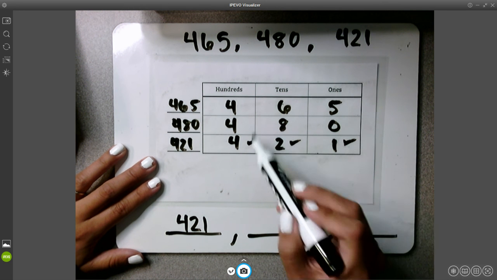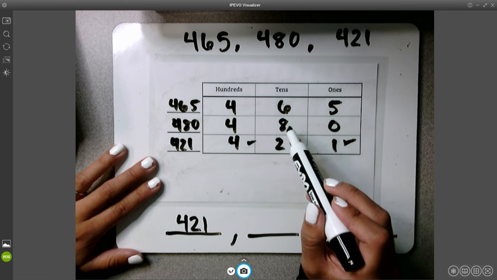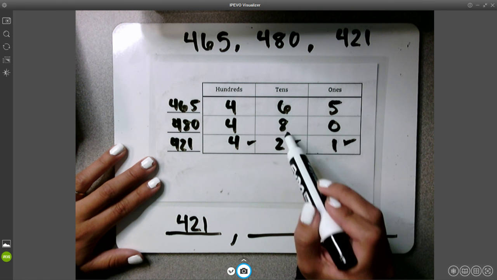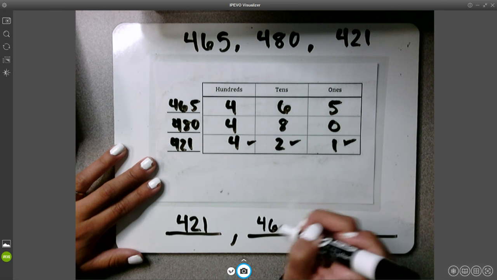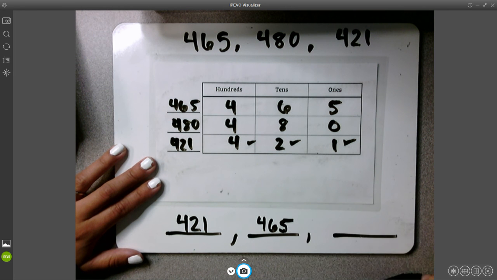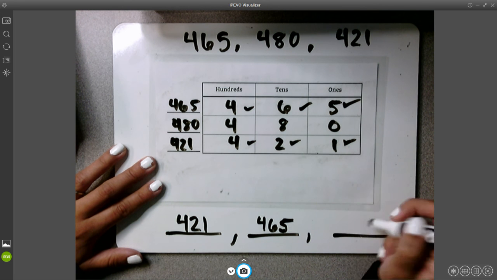All right. I was already comparing my hundreds, but it didn't work, so I have to go to my tens. I have a 6 and an 8, so which one is smaller? 6 is smaller, so my whole number 465 is next. It's my next smallest number. And last, I have 480.